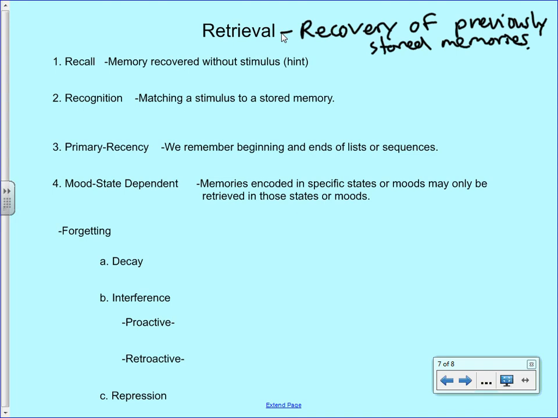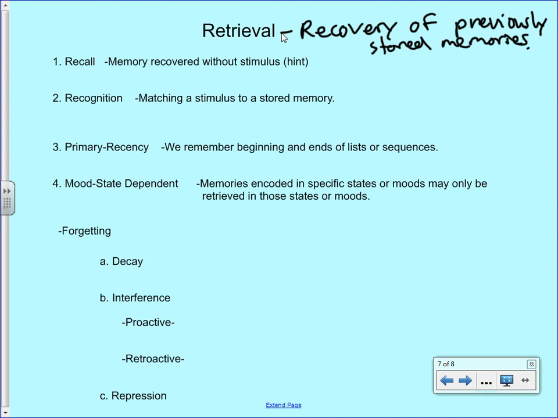Where if mom had a certain smell whenever she was cooking your favorite dish, all of a sudden you walk in somewhere and you smell that. Even if you're not at home, you remember those kinds of things. So whatever type of mood or state you're in when a memory is formed, sometimes those moods or states need to come back before a memory can be retrieved.